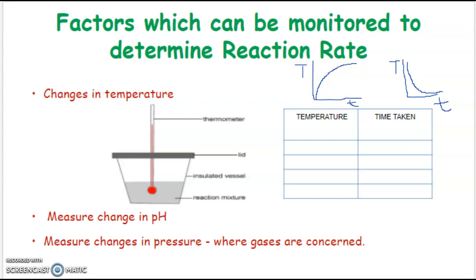There are others wherein there is an increase in pH as the reaction progresses. And that can also be measured at specific time intervals, and the data collected used to plot a rate of reaction curve. In addition to that too, we could also measure changes in pressure, especially in reactions involving gases, and the data collected can also be used to plot a rate of reaction curve.